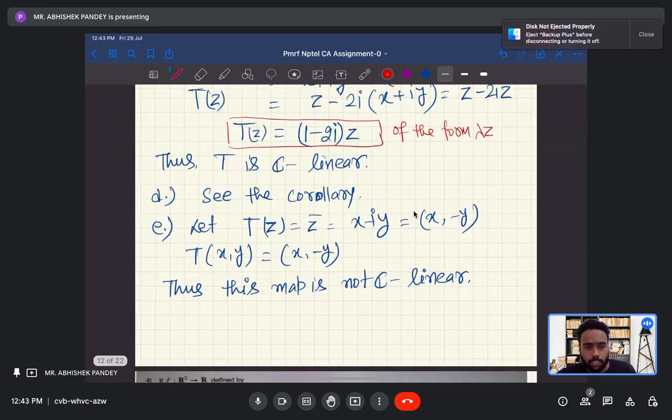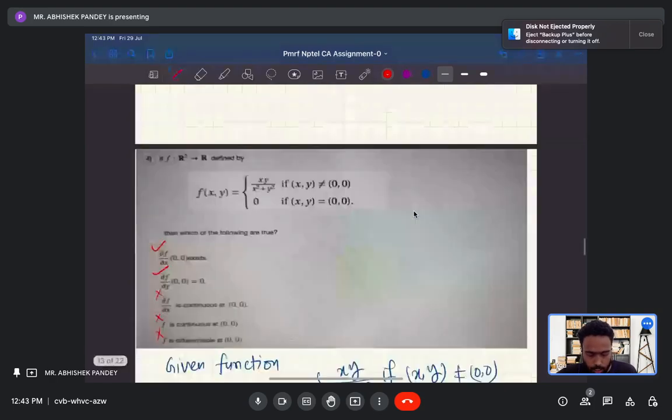For option D, see the corollary. Every C linear map is R linear. Now to check whether every R linear map is C linear or not, we will give a counterexample. So let T(z) = z̄. This map is R linear but not C linear. Okay. Now consider the fourth option.